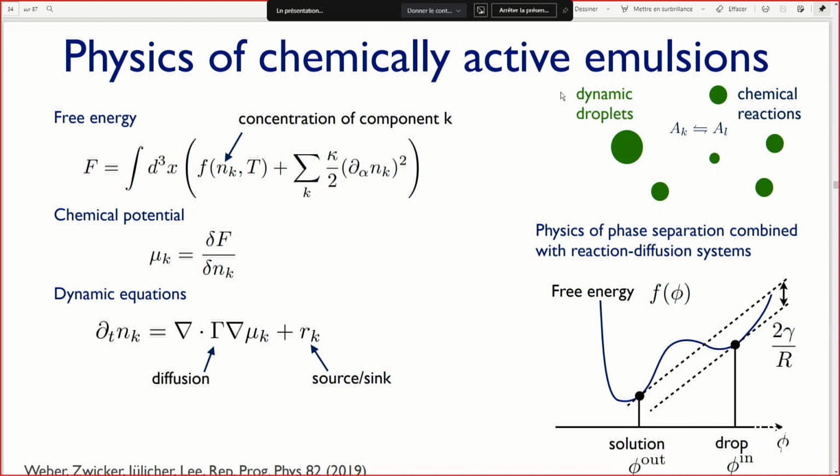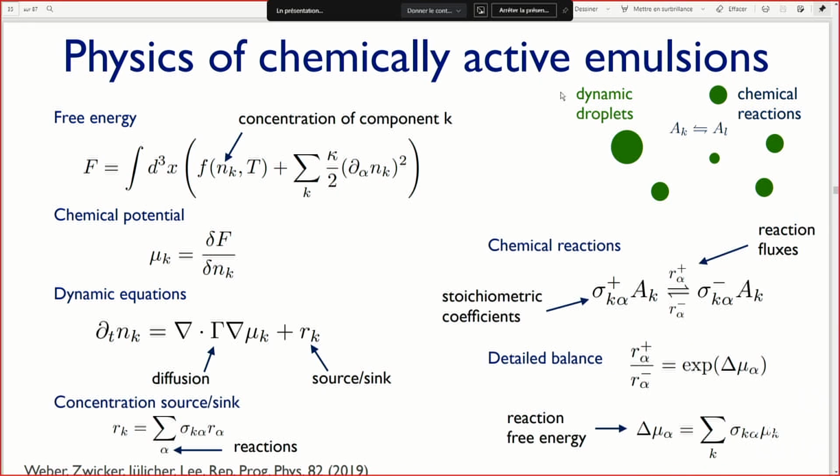So the dynamic equations for concentrations are governed by these diffusion fluxes. The next step is to add chemical reactions. You have an emulsion of droplets that are dynamic, they may ripen, described by this thermodynamics. And now these components undergo chemical reactions, and this will give rise to source and sink terms in this equation.